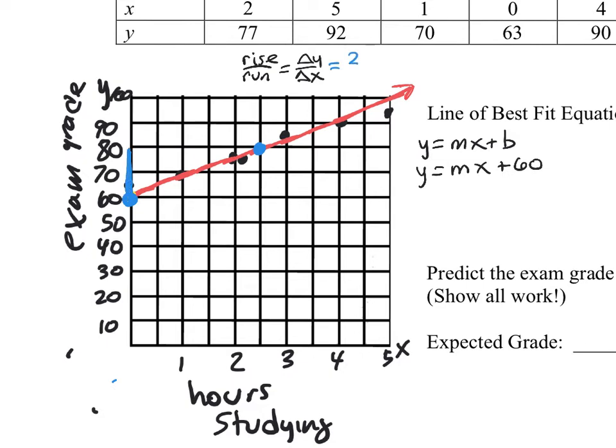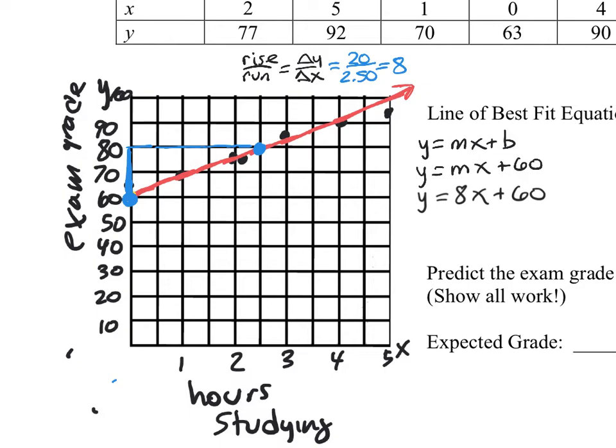So I would say my change in y is 20, and I'm running over 1, 2, 3, 4, 5. So I'm going 5 boxes, but look at my scale. It is really only 2.5. So I'm running 2.5. You've got to reach for your division now and divide 20 by 2.5. When I do that, 20 divided by 2.5 gives me 8. So now I know my slope is 8, and I can go back and say my best fit line is y equals 8x plus 60.